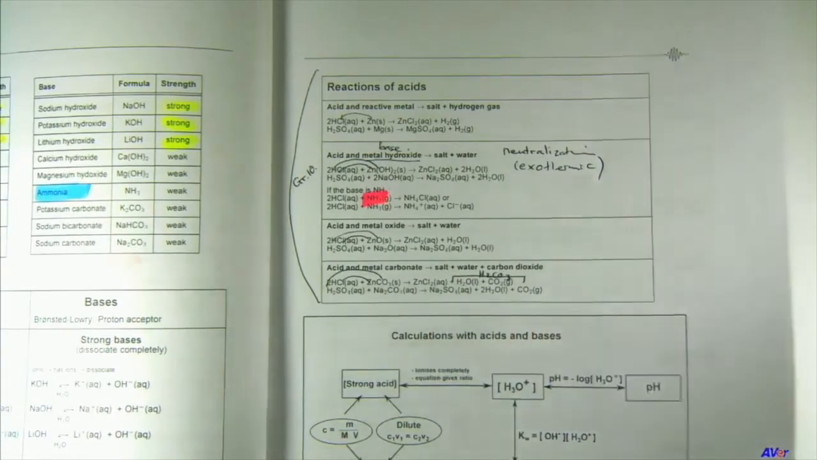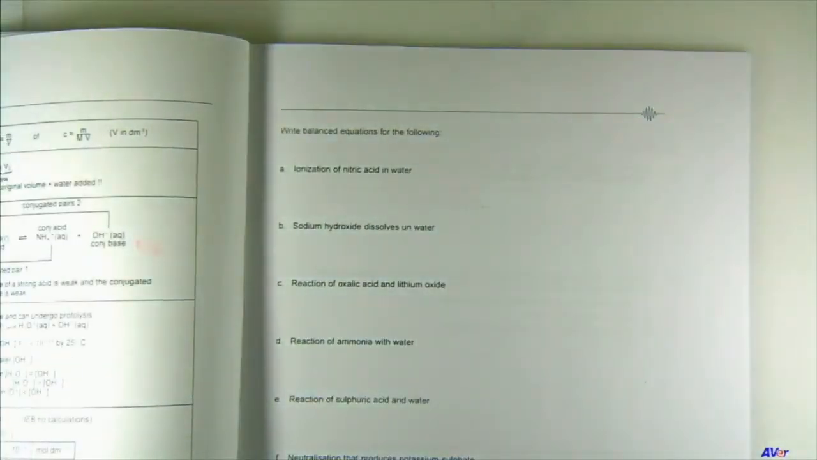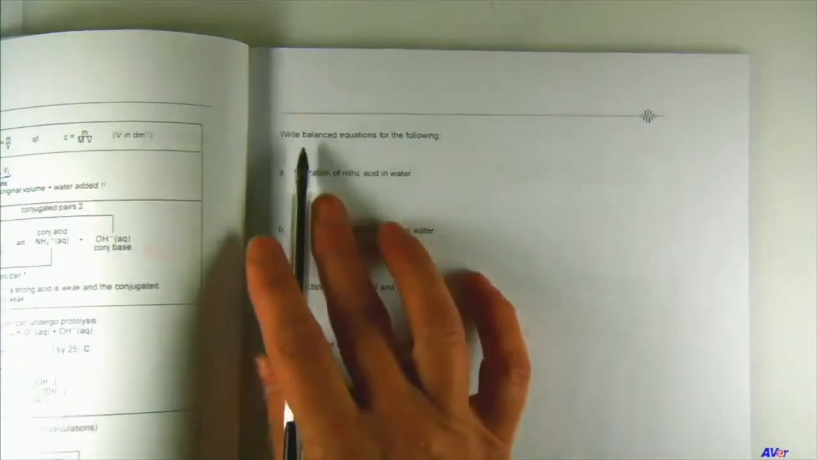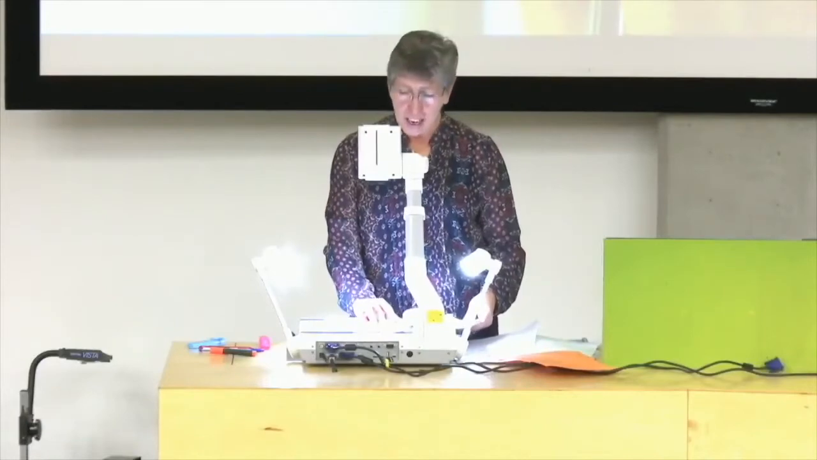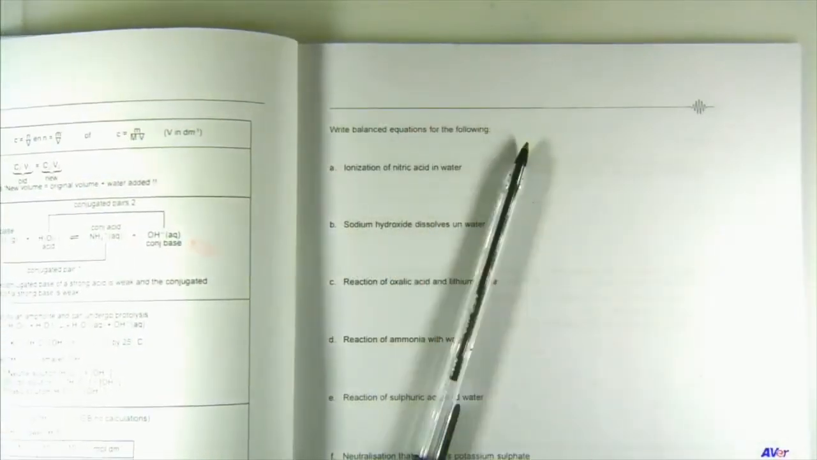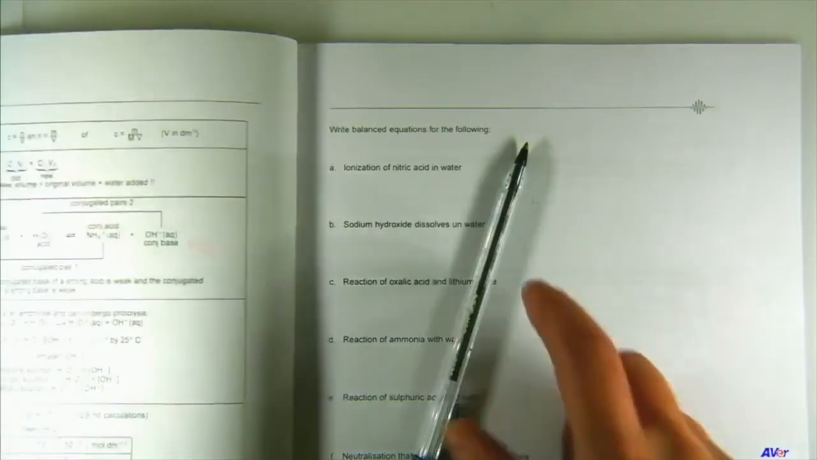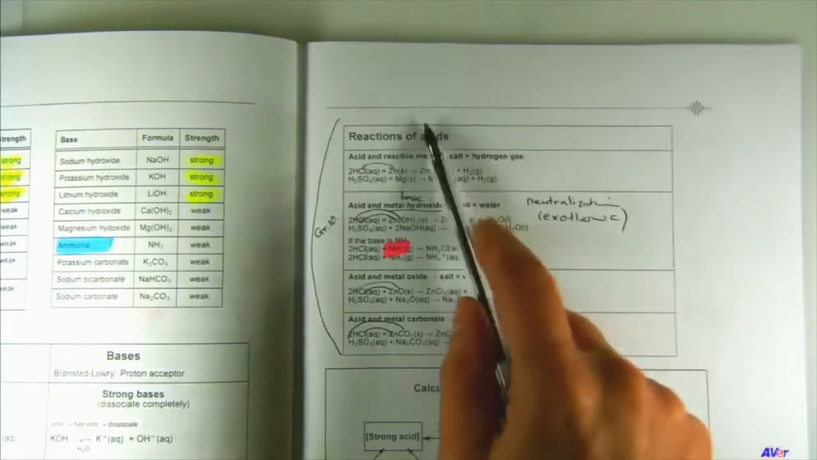Right. Okay, I see you need to start doing something. So let's turn the page and go on to page 23. Now you're going to start working. On page 23, I'm asking you to write balanced equations for the following. So now I've mixed them up. You've got the grade 10 equations. Just turn back, grade 10 equations.